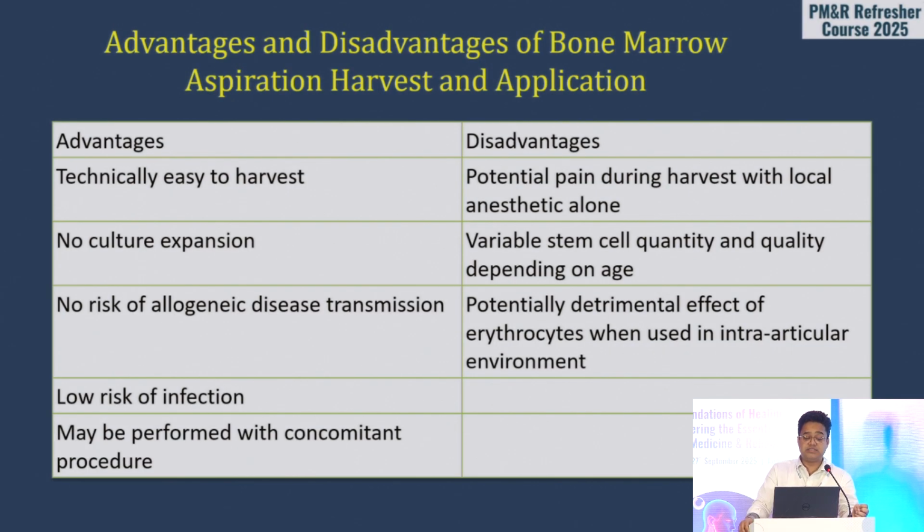Now, what are the advantages and disadvantages of bone marrow aspiration, harvest and application? Advantages: technically easy to harvest, no culture expansion, no risk of allogenic disease transmission, low risk of infection, and may be performed with a concomitant procedure. And what are the disadvantages? Potential pain during harvest with local anesthetic alone, variable stem cell quantity and quality depending on age, and a potentially detrimental effect of erythrocytes when used in an intra-articular environment.